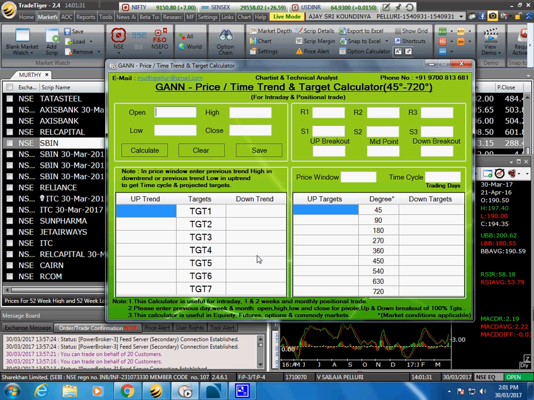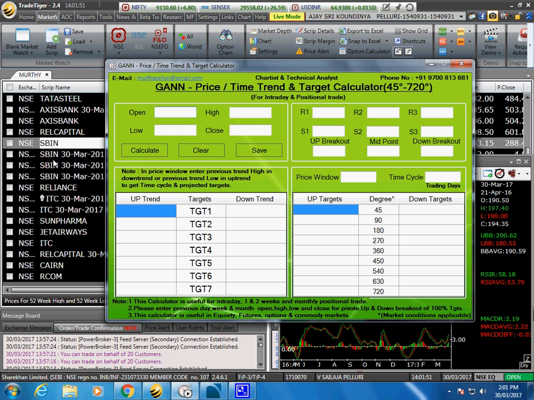It is the same for 2 weeks. For 1 month also, we take the opening of that month, the closing on the last day, and the high and low of that month. Like that we have to take the values and trade using this calculator. Now we will check whether this calculator is useful or not.